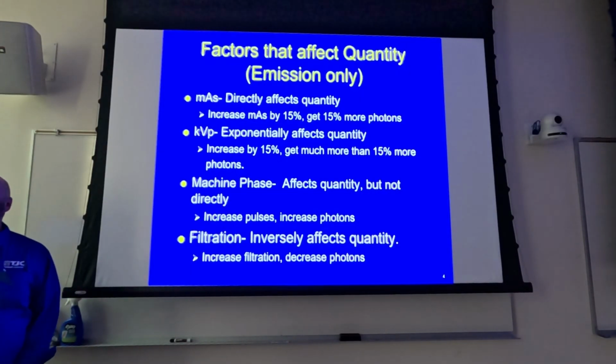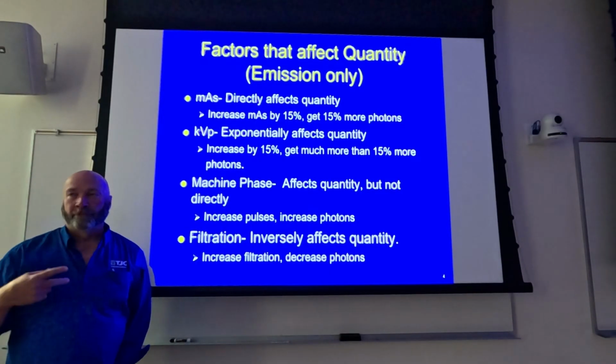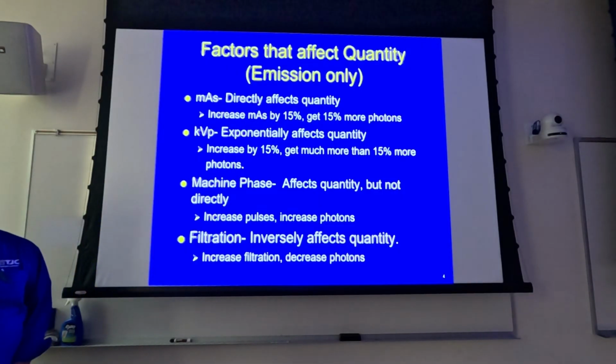If we increase kVp by 15%, how does that translate to image receptor exposure? What do we get at the image receptor? Yeah, it doubles it. So if we increase kVp by 15%, then we're going to get more patient exposure, and we're going to get more image receptor exposure. If that's the only thing that we do, both of those things are going to go up. But if you don't want to double image receptor exposure, but you want to increase kVp by 15%, what can you do?